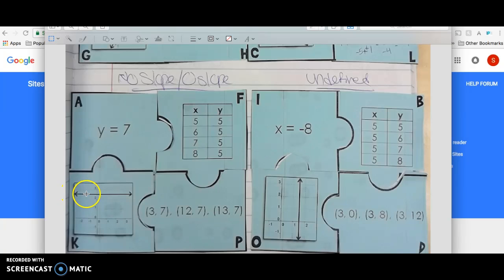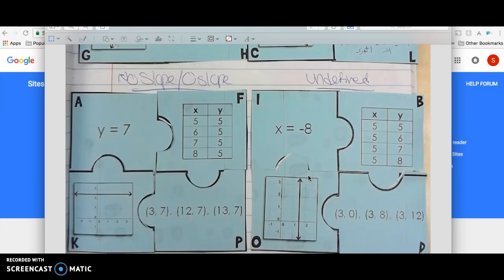As x increases, y is not doing anything. There's nothing happening. Whereas this one, x is not doing anything at all, but y is increasing. That's why it's undefined. So that was more of the feedback that I gave them.